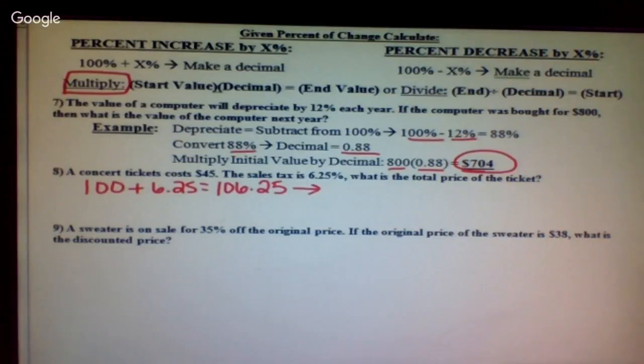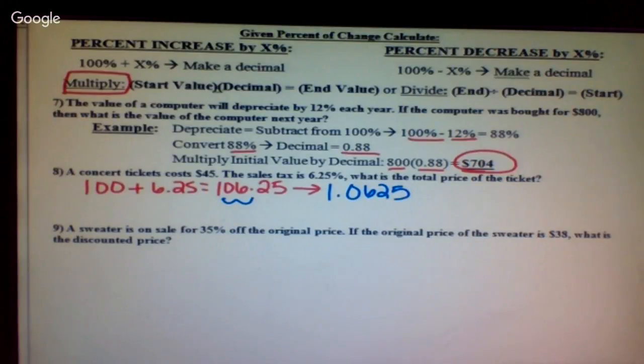Okay, so we're increasing. You add it to 100. Now let's change this to a decimal. So what do I do to go from a percentage to a decimal? Move the decimal. Which way? To the left, 2 spots. 1, 2. So this is 1.0625.